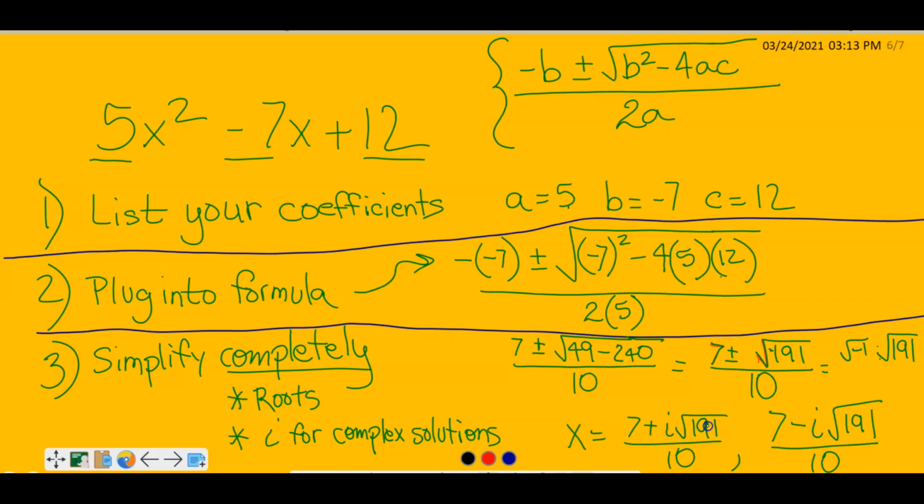So my two solutions, if you plotted this quadratic into Desmos, you would find that it is a floating parabola. We'll learn about that later when we graph. And here are your solutions. 7 plus i root 191 divided by 10, and 7 minus i root 191 divided by 10. Hey, pretty cool, huh? See you in the next video.